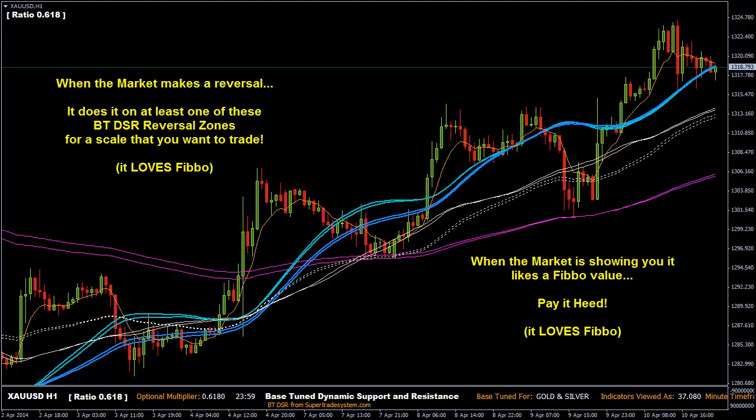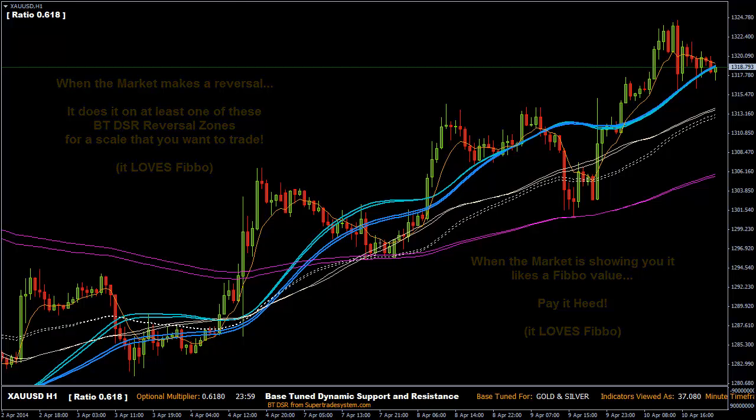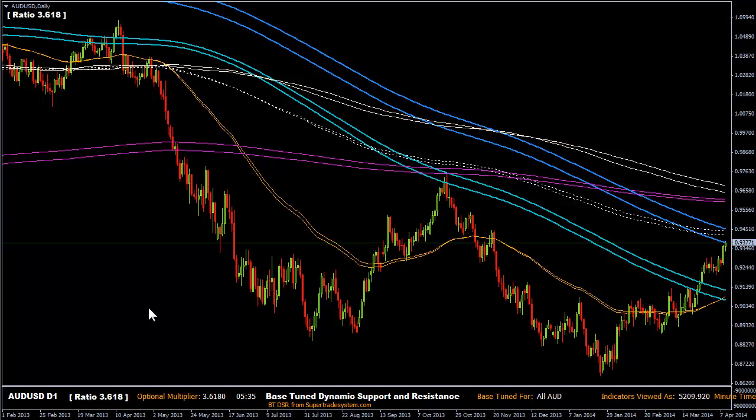Whatever style of trading you're doing, whether it be scalping or long-term swing trading, whatever your risk appetite, do you want to plan a trade? How about a second opinion? And how about checking in with the market? Here we are back again on the Aussie dollar, this time the daily, and we've chosen 3.618 ratio.